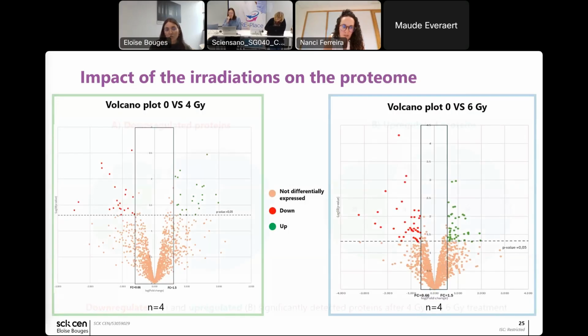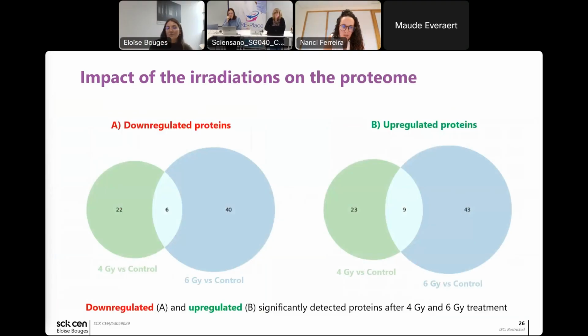Here are some Venn diagrams that give maybe a bit more of an idea of the number of proteins that were detected. And also we can see that there is a bit more of protein that were detected and significantly differentially expressed when the dose is a bit higher.